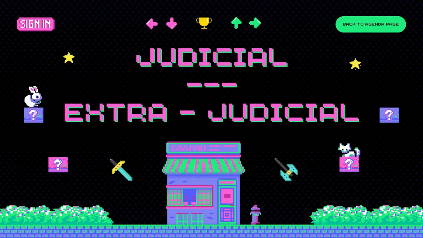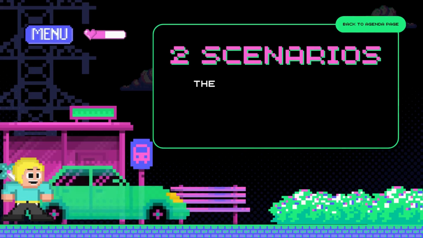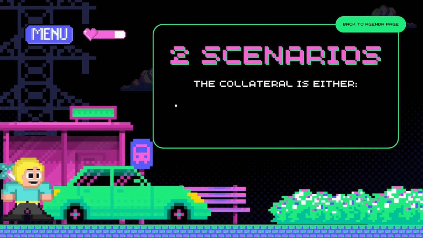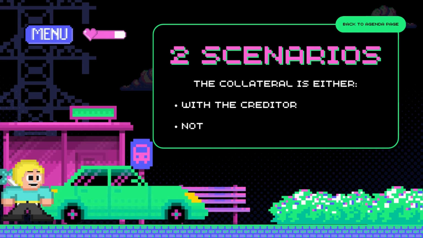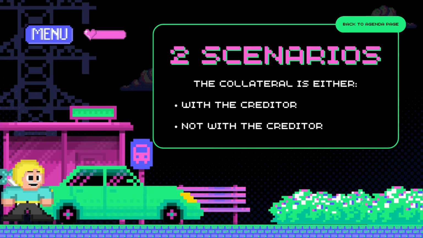Always remember that there are two processes in taking out a collateral: judicial and extrajudicial. To best understand when these two processes apply, it is best to imagine two scenarios. One is when the collateral is with the creditor. Two, when the collateral is not with the creditor.